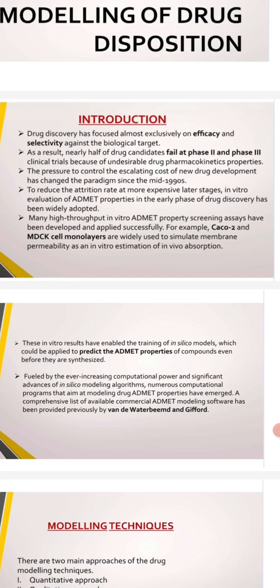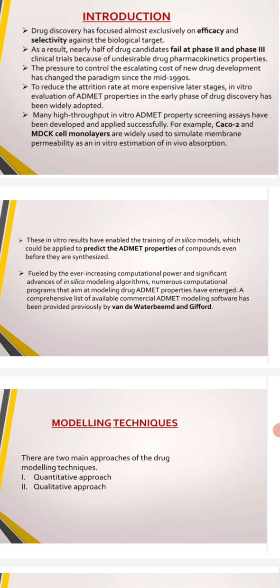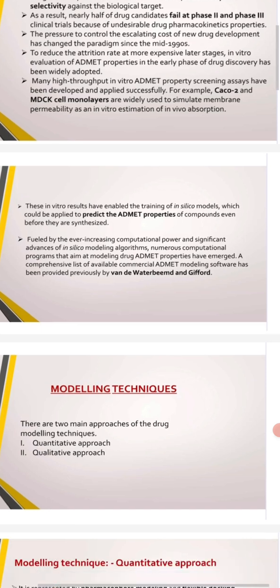Many high throughput in vitro ADMET property screening assays have been developed and applied successfully. For example, CACO2 and MDCK cell monolayers are widely used to simulate membrane permeability as an in vitro estimation of in vivo absorption. These in vitro results have enabled the training of in silico models, which could be applied to predict the ADMET properties of compounds.